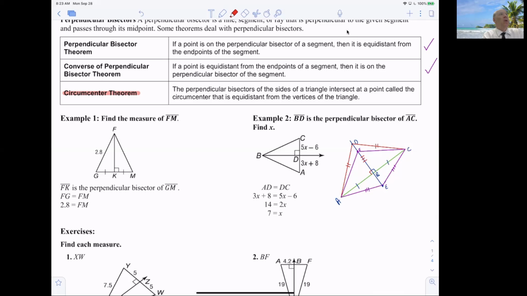All right, so here, what is the circumcenter theorem? The perpendicular bisectors of the sides of a triangle intersect at a point called the circumcenter that is equidistant from the vertices of the triangle. Wow. All right, so at first that seems pretty complicated, but let me show you something.